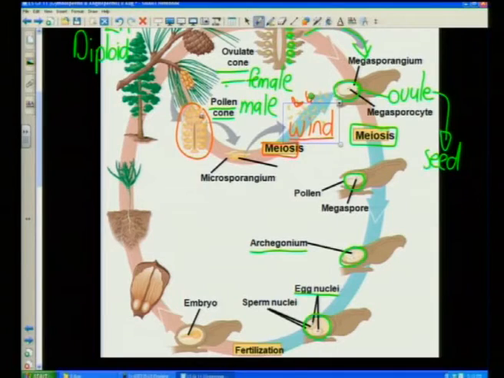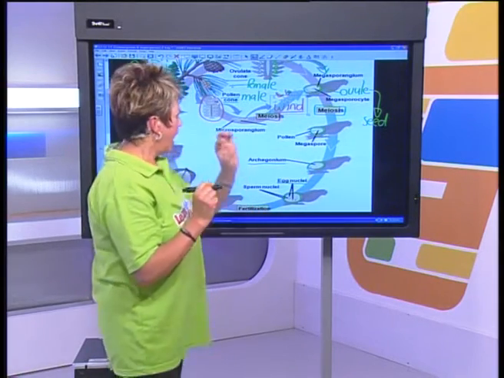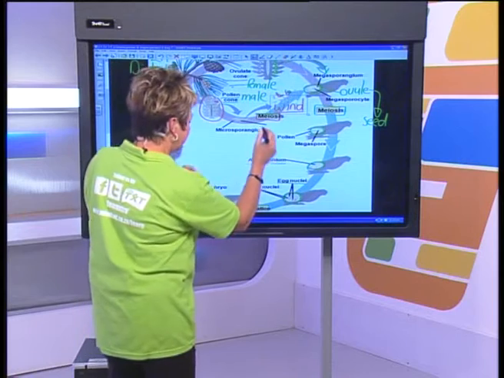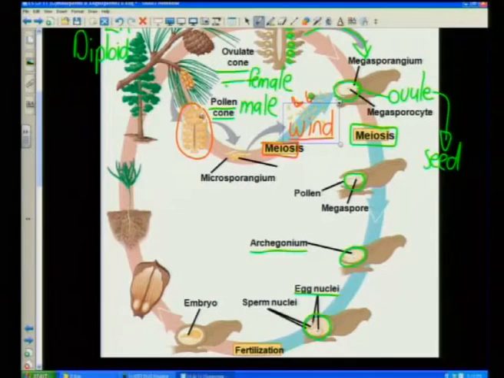Now something you have to remember again, from the moss and the fern. What did the moss and the fern depend on for fertilization, for the sperm cell to reach the egg cell? It was water. Now, these plants are not dependent on water for fertilization. They depend mainly on wind for the pollen to get to the female cone. Now, how does the actual little sperm cell get to the female cell? It is by a pollen.